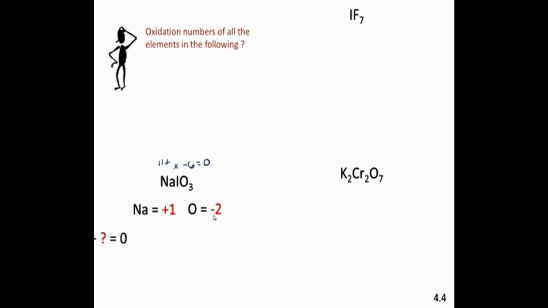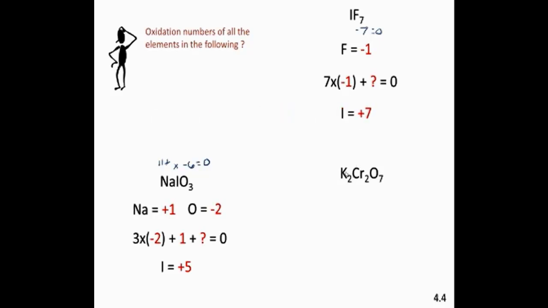So what does X have to be? X has to be a +5. So iodine in this case is a +5 oxidation number. If we come up to this one, fluorines are always -1, and there's 7 of them, so it's -7. And this has to add up to 0. So in this case, our iodine is a +7.